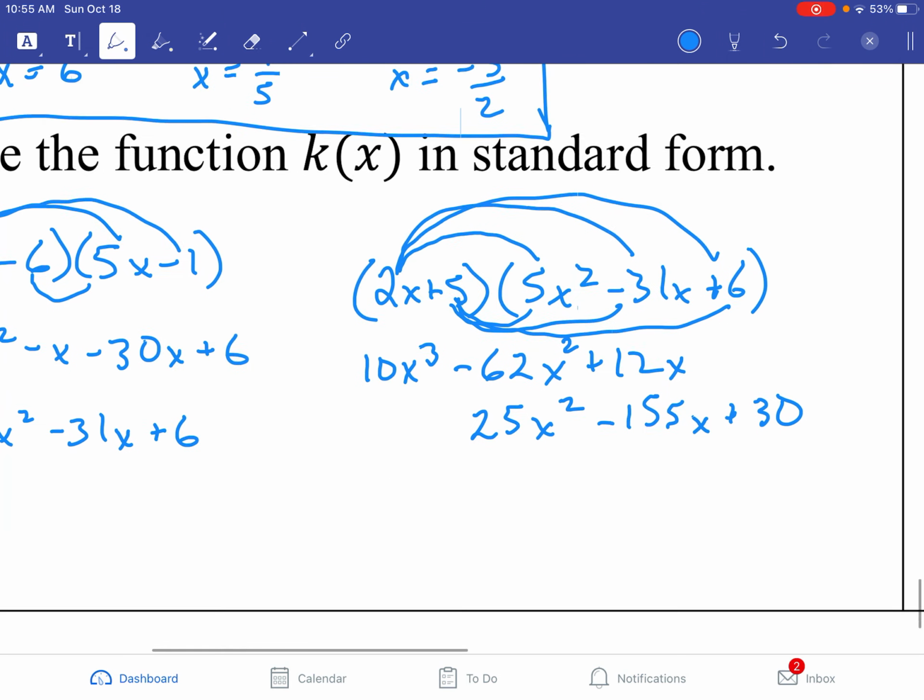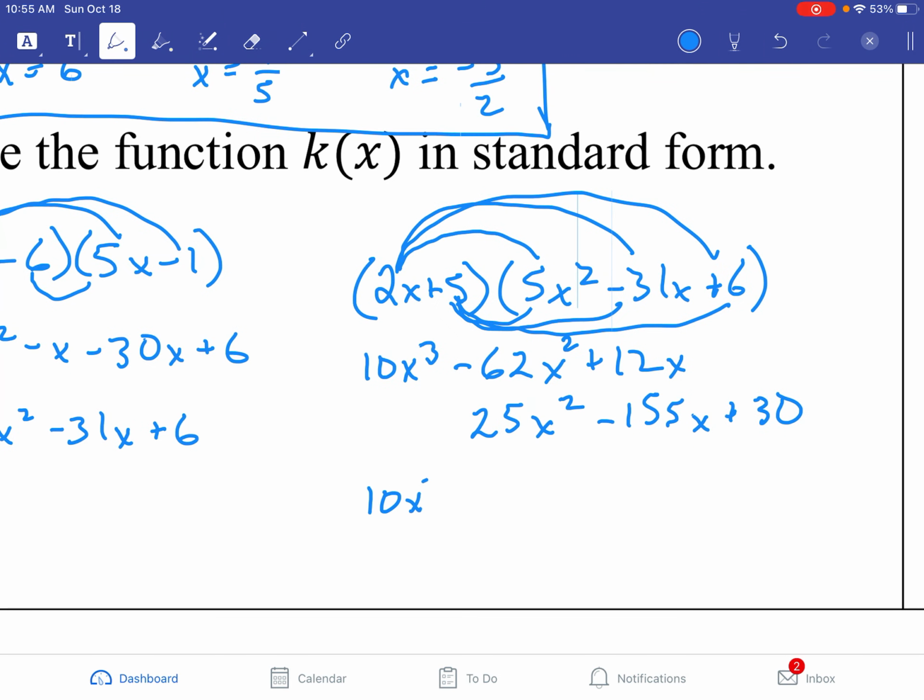Now I combine the like terms. I'm going to get 10x cubed. I got 62, which gives you negative 37x squared. And this is negative 143x plus 30. Oh, I've got to label it. This is k of x.